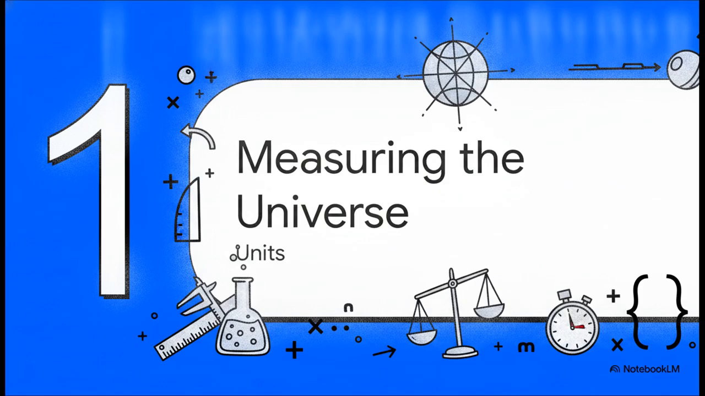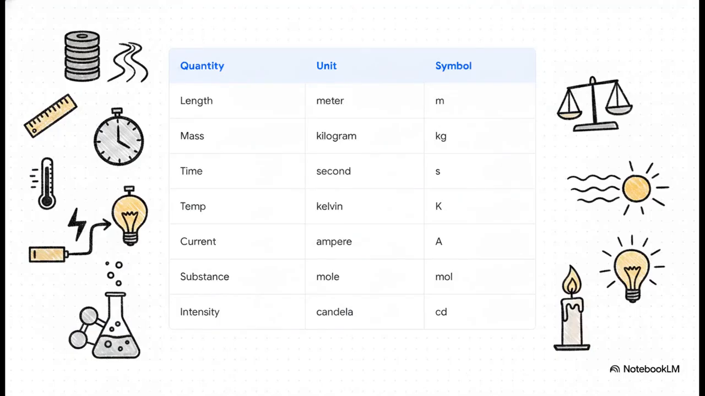Measuring the universe. Units. Now that we've nailed down what changes in our experiments, we need to transition to how we actually measure those changes. We're moving from the physical setup of the lab straight into the mathematical language of the lab. Now, what's really interesting about this slide is that these 7 physical quantities and their units actually make up the fundamental alphabet of the entire physical universe.